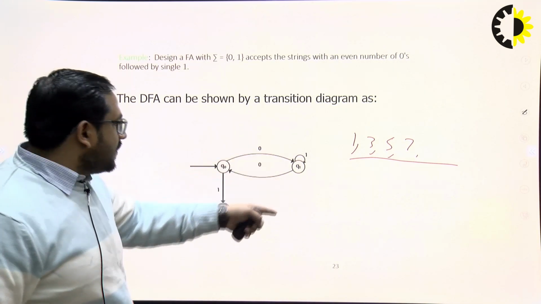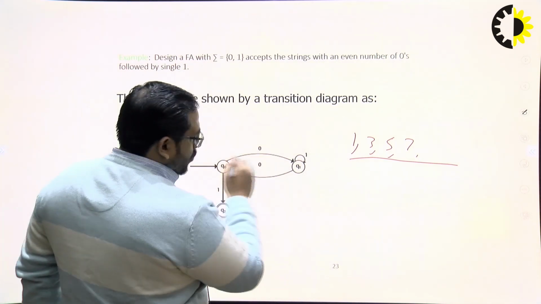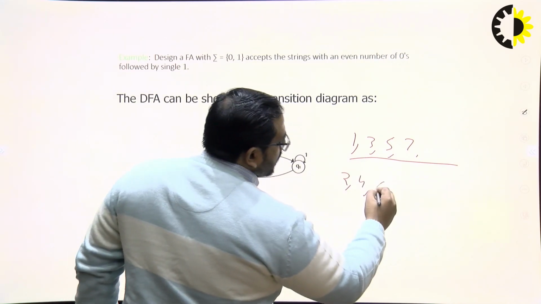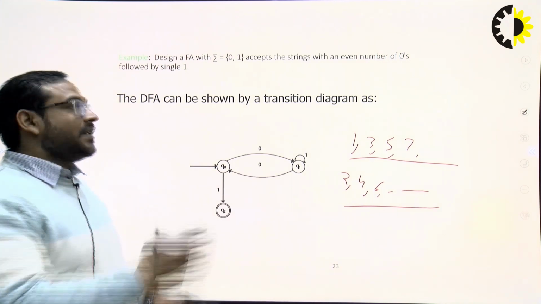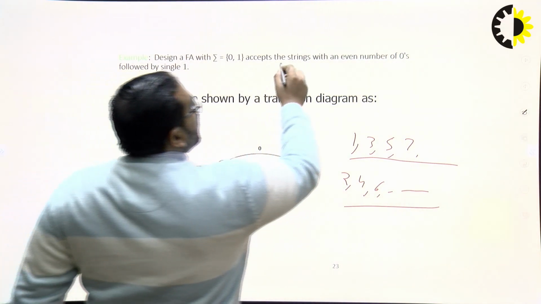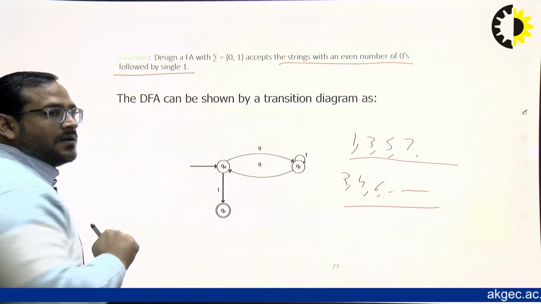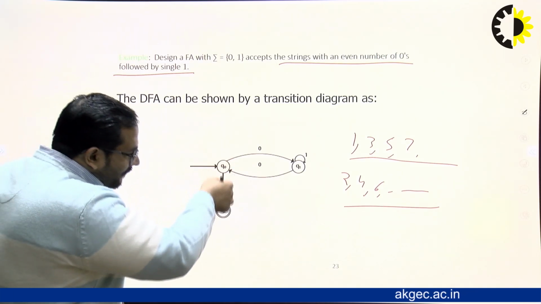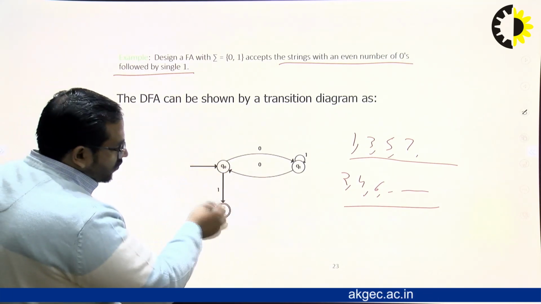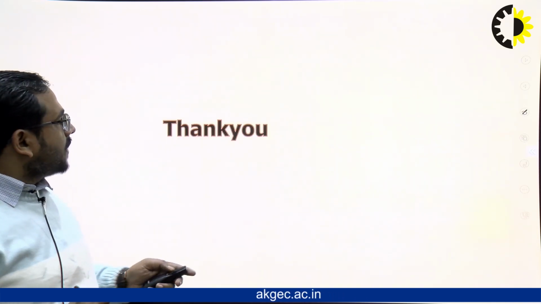But when we reach Q0, the number of 0s is even, like 2, 4, 6 and so on. The language says even number of 0s followed by a single 1. At the end we need a single 1, so we can then go to the final state. Got my point? Thank you so much.